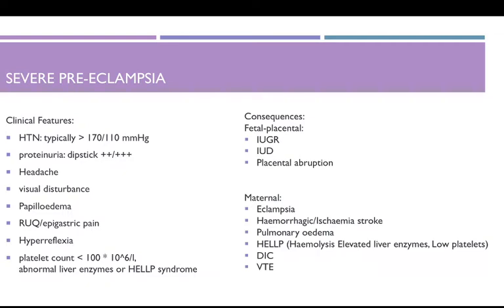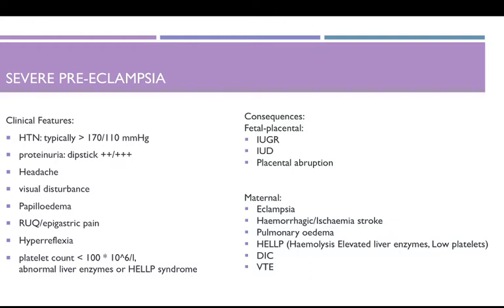So the features of severe preeclampsia: typically they have a very high blood pressure, they have a higher level of protein in their urine, they present with headaches and visual disturbances, papilledema, they may present with hyperreflexia and a low platelet count, abnormal liver enzymes, which are features of HELLP syndrome, which we'll talk about a bit later on.